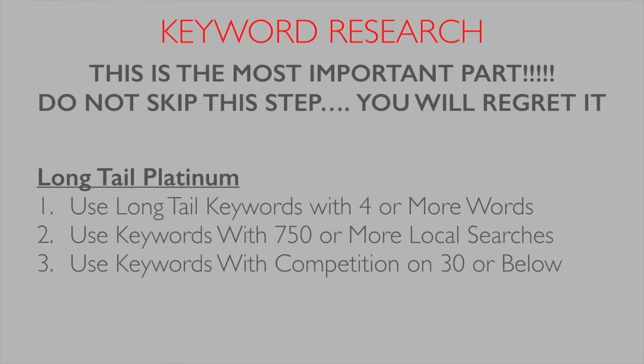So when we're using Longtail Platinum, the criteria we go by is we use Longtail keywords with 4 or more words inside of the keyword. We use keywords that have 750 or more local searches, and we use keywords with competition 30 or below. So we're going to jump over to Longtail Platinum, and I'm going to show you exactly how we do this.